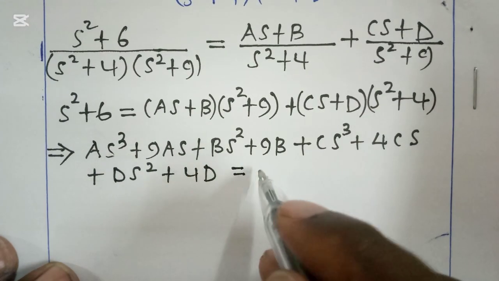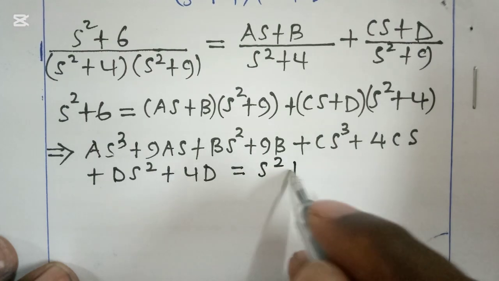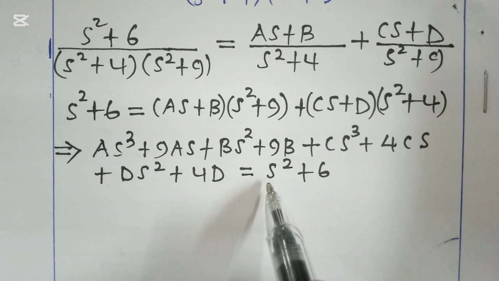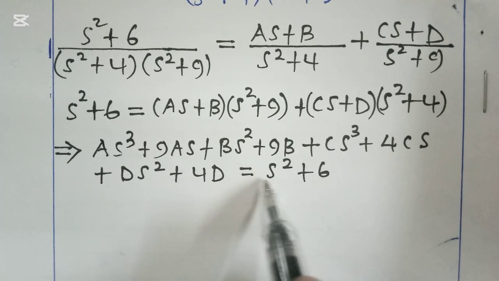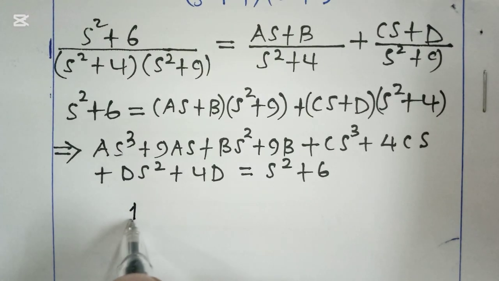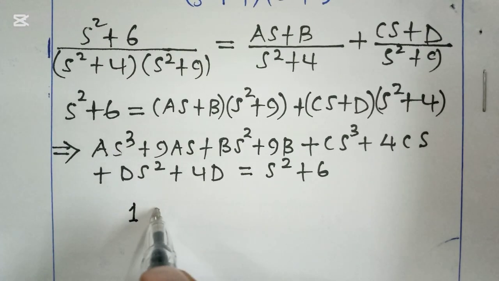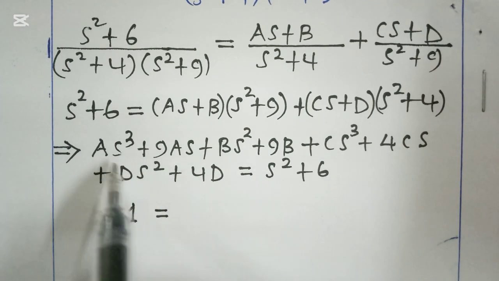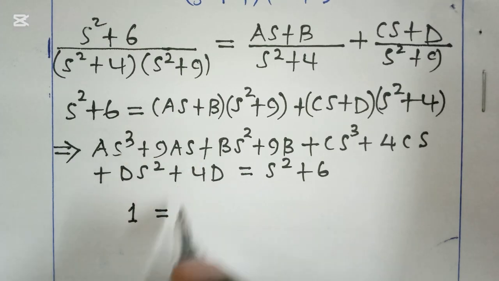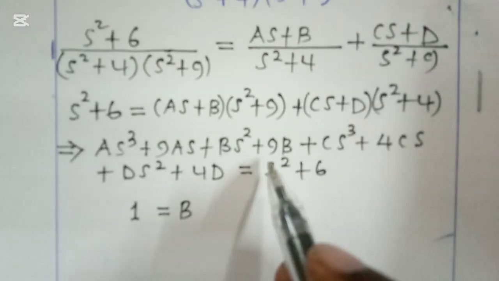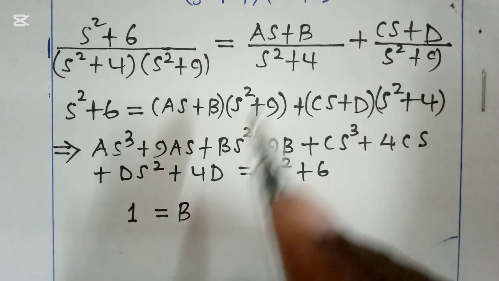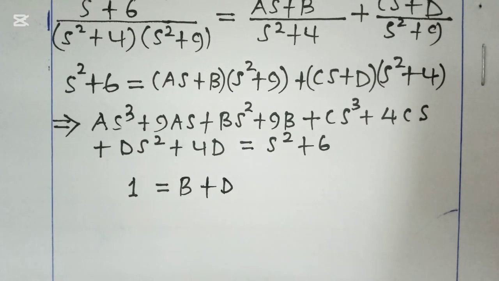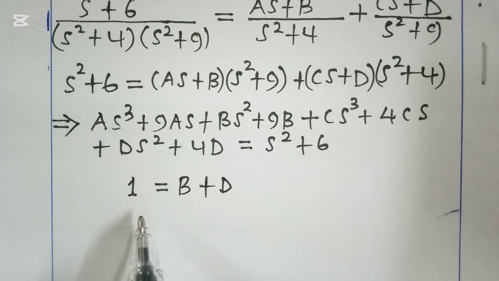This gives us s squared plus 6. So guys, looking now for the coefficient of s squared, for this one it is 1. So one side we have 1, and then we go to the other side, that is the side of s squared plus 6. The other side for s squared, we check where there is s squared, we have b, and then we check again where we have s squared, we have here d, so plus d. So guys, those are the coefficients of s squared.